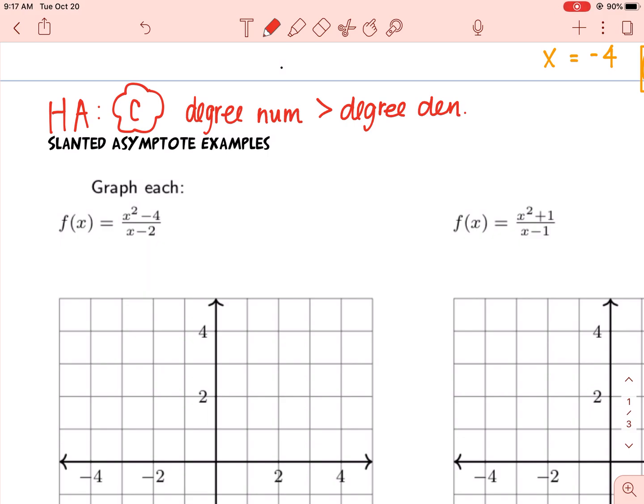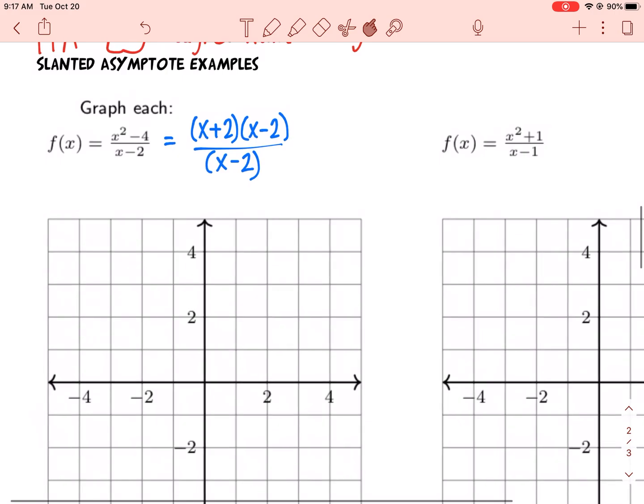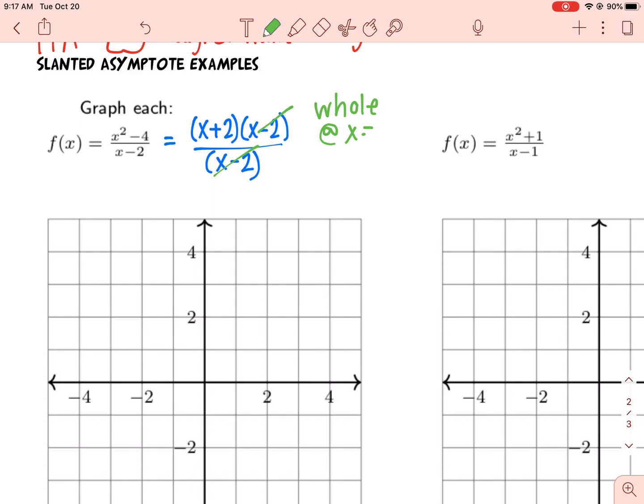Let's take a look. Step 1, as always, factor. This would be x plus 2, x minus 2, all over the bottom of x minus 2. Holy guacamole, we have a hole now. I can cancel these out, which means I have a hole at 2. To find the y value, we'll talk about that in a moment. Okay, so we have a hole at 2.